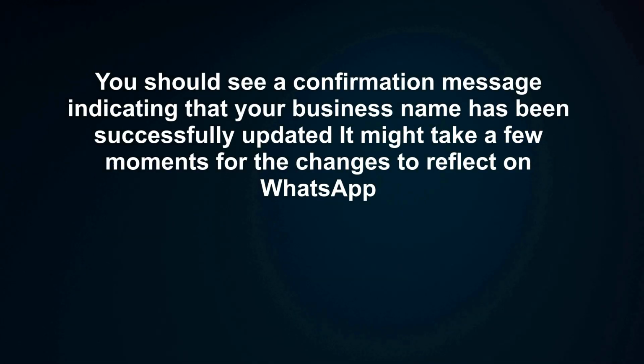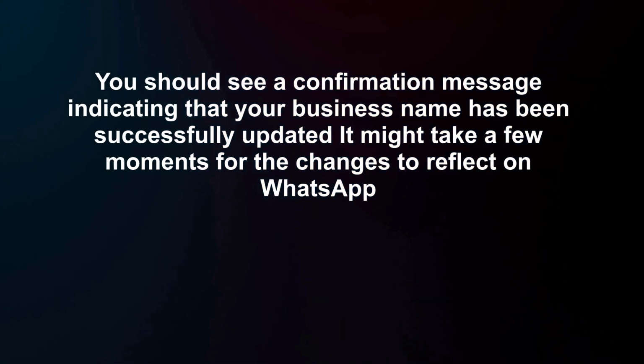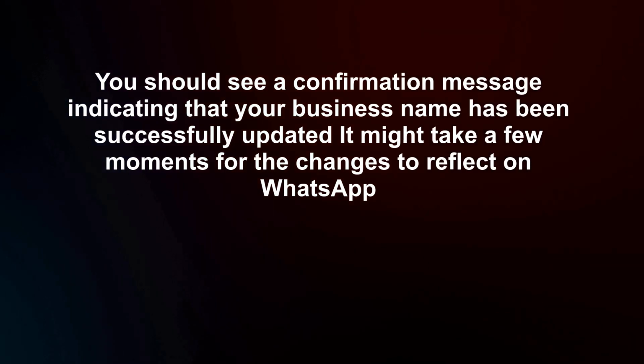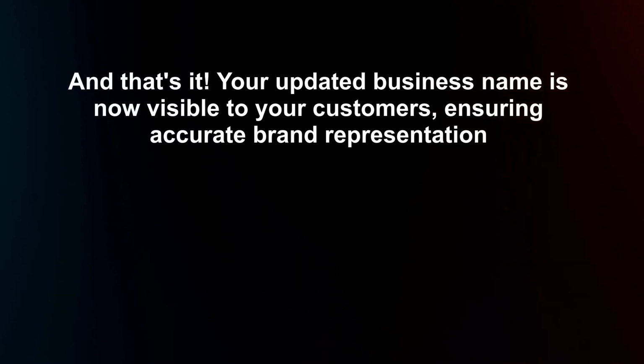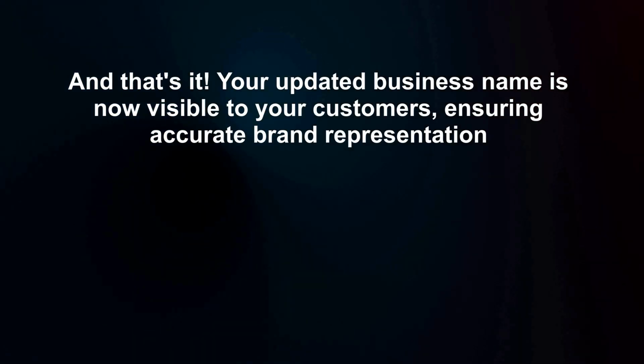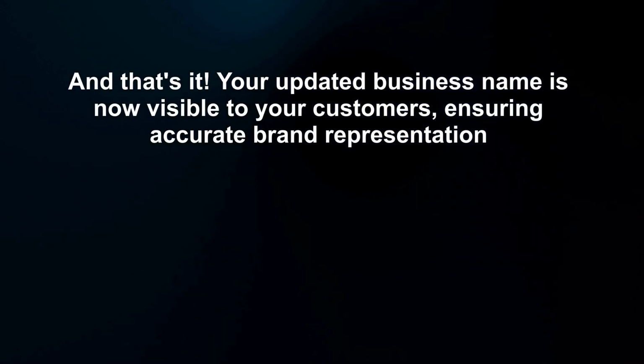You should see a confirmation message indicating that your business name has been successfully updated. It might take a few moments for the changes to reflect on WhatsApp. And that's it. Your updated business name is now visible to your customers, ensuring accurate brand representation.